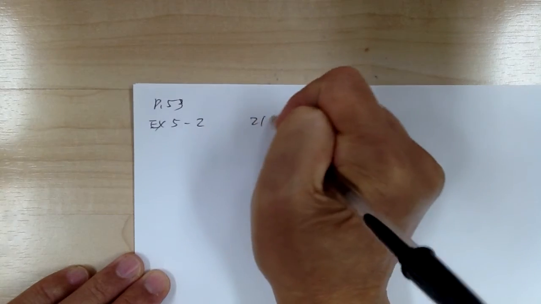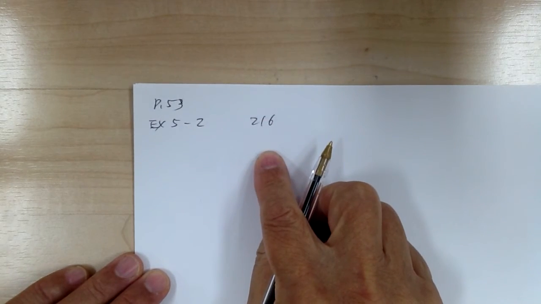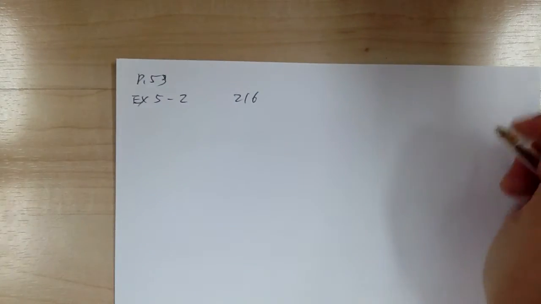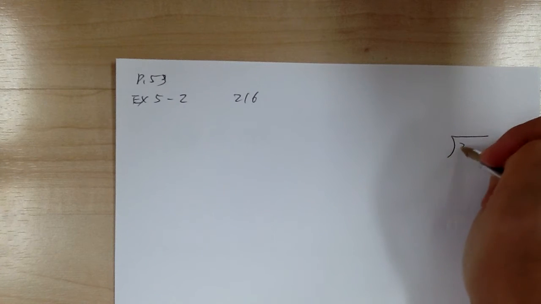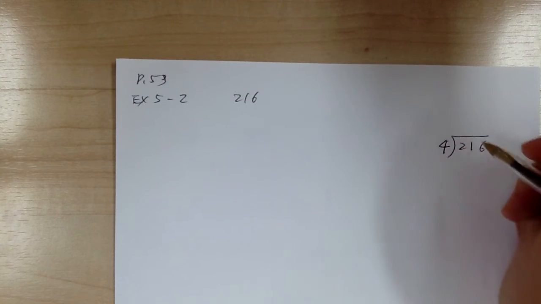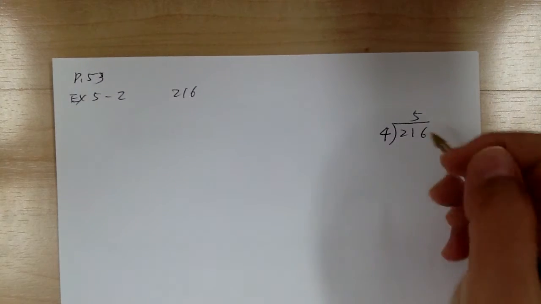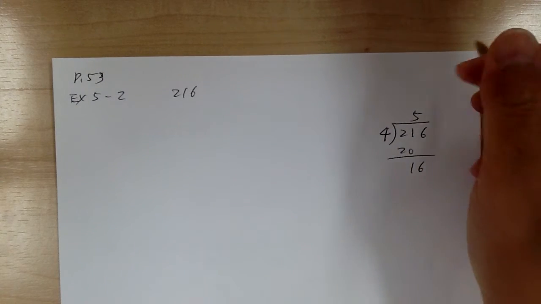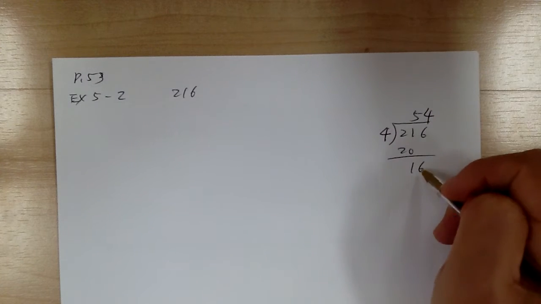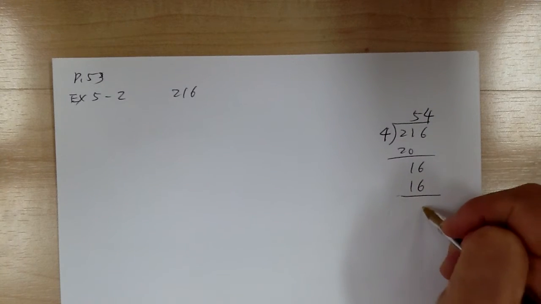Okay, so you have 216 and you want to convert it to base 4. That means you want to divide by 4. So 216 divided by 4: 4 goes into 21 five times, that's 20, bring down the 6, so 16. 4 into 16 is 4, so your remainder is 0.